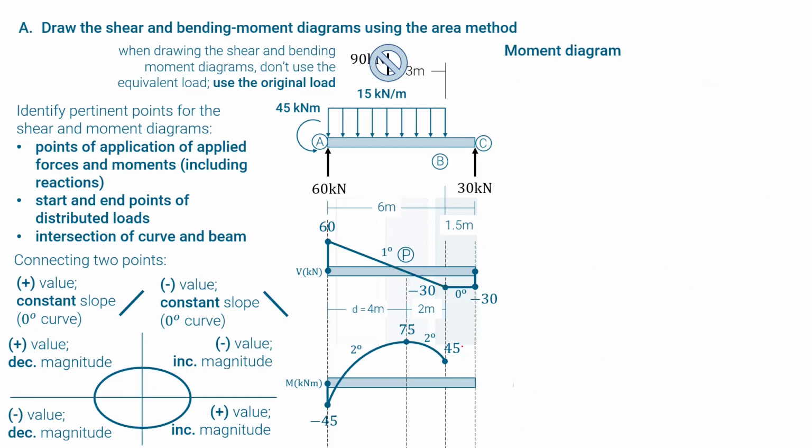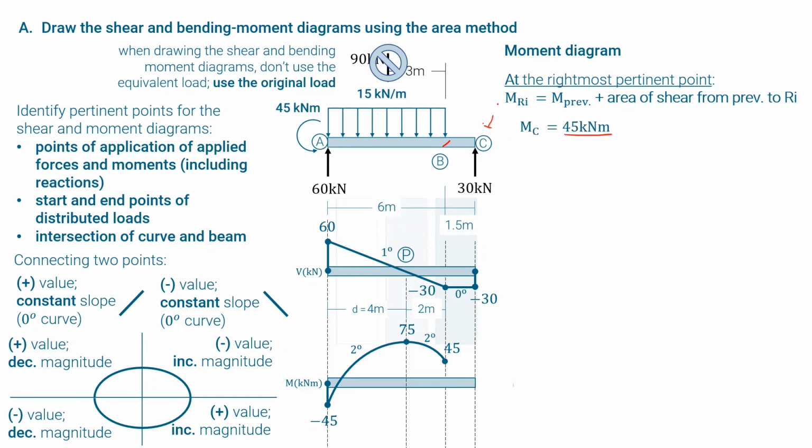Okay. Well, that's clear. Next, at the rightmost pertinent point, so we're done with B na. So, doon na tayo sa pinakadulo, no? Sa C. So, ang gagawin mo lang is yung pinanggalingan again. So, at the rightmost pertinent point, M previous, which is yung pinanggalingan plus area ng shear diagram from previous to the rightmost pertinent point. So, you get 45, yun yung pinanggalingan, plus the area of this small rectangle here, which is 30 times 1.5. And don't forget, this is a negative area kasi nasa baba siya ng diagram. And you'll notice na kapag sinod mo to, magzi-zero na siya. Yun na, nag-close na yung diagram natin.